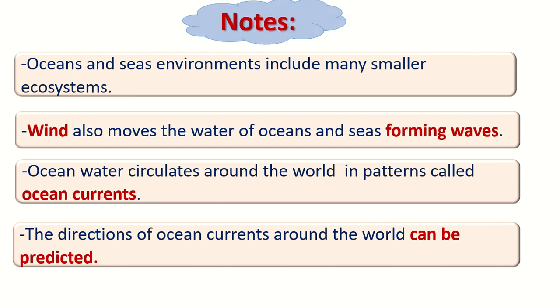When the water of the sea and ocean moves in the form of waves, the waters are connected to each other. All the oceans are connected to each other and moving in circles. The movement of the water of the ocean is called ocean current, and we can expect the direction of this movement.